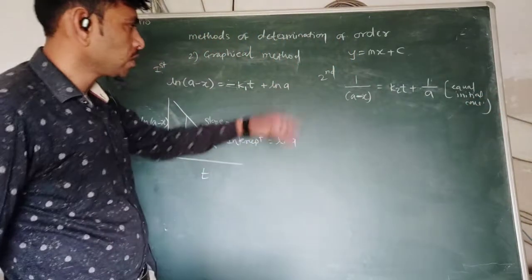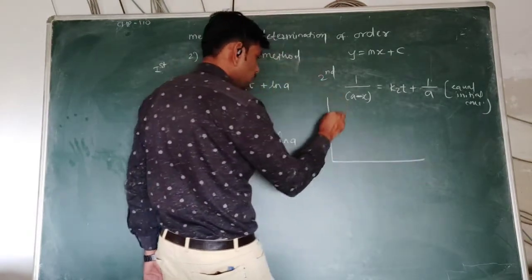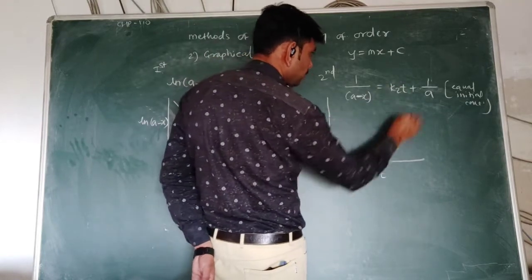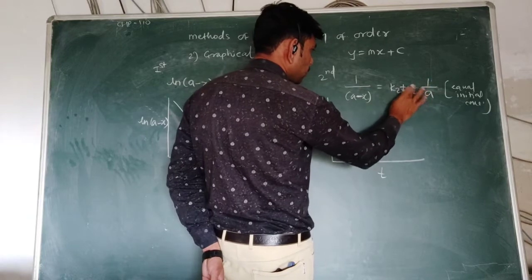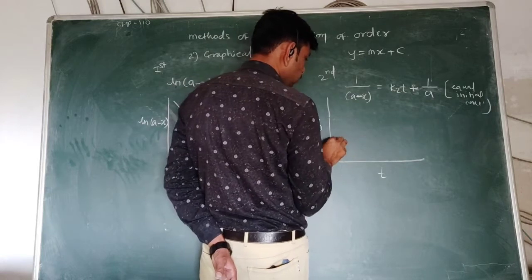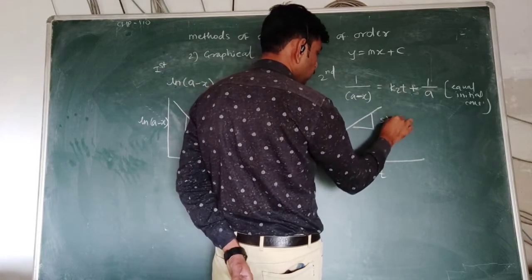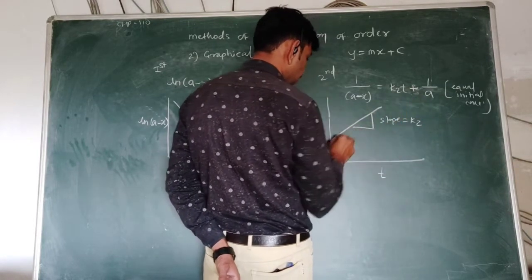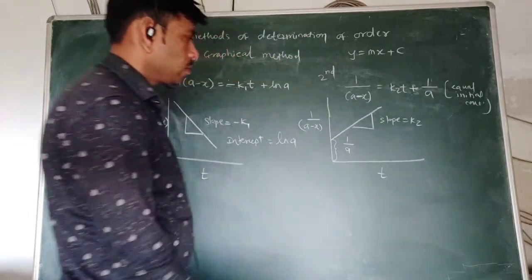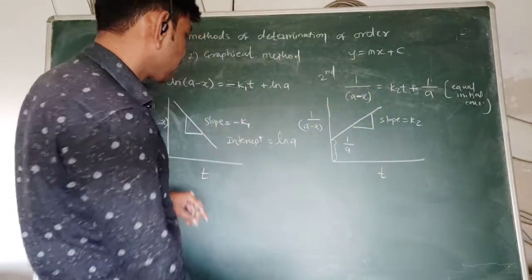So from this equal initial concentration, the graphical representation we obtain, that is 1 upon a minus x plotted against time t, gives a graph with intercept and slope. The slope gives the value of k2 and the y-intercept gives the value of 1 upon a. So in this manner we obtain the value of k2 and the order of reaction from the graphical representation for equal initial concentration.